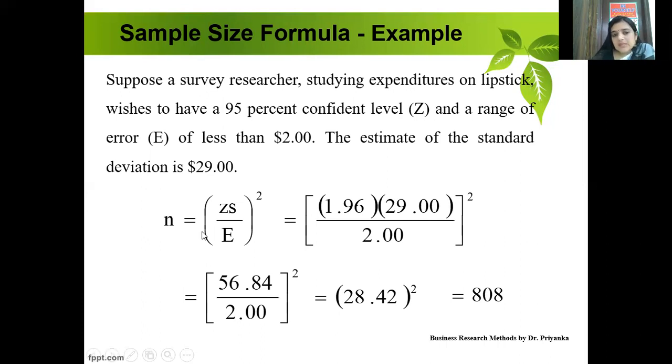When we say that n is equal to ZS divided by E raised to the power 2, then Z is available here. Z is for the 95% confidence interval. You can check the value of Z at the 95% interval. It is 1.96. Basically, we go with three confidence levels. One is 90%, then 95%, and then 99%.